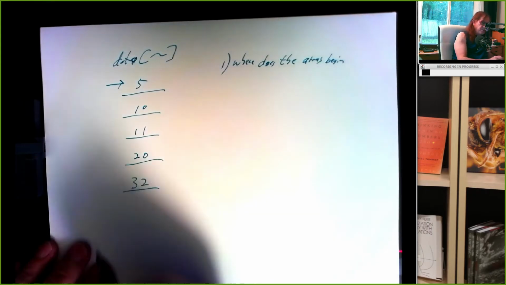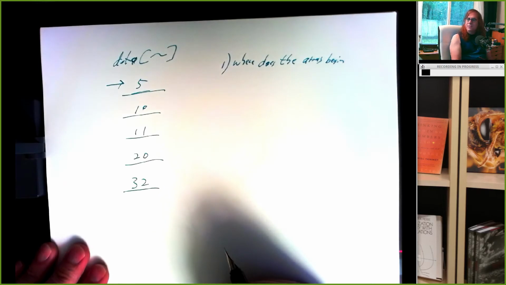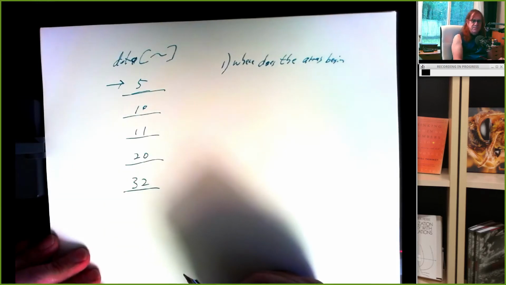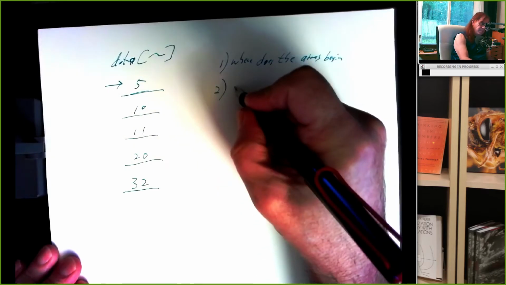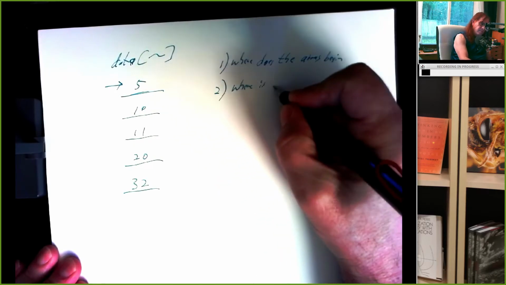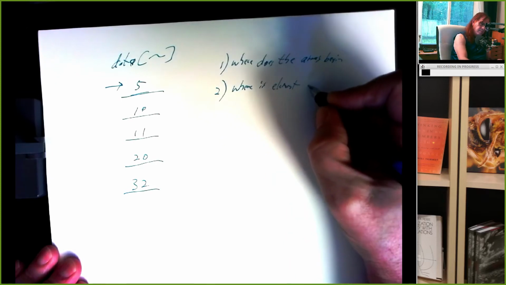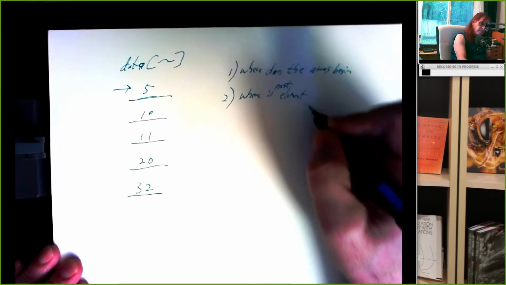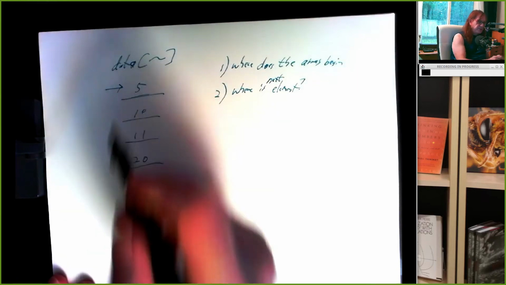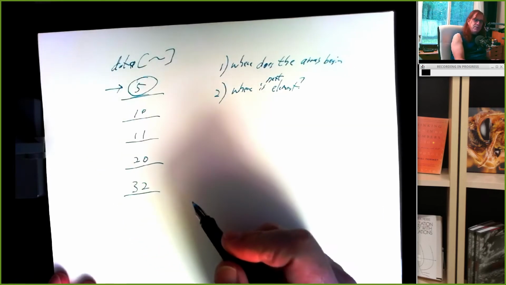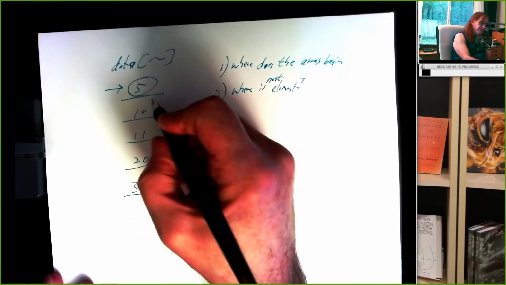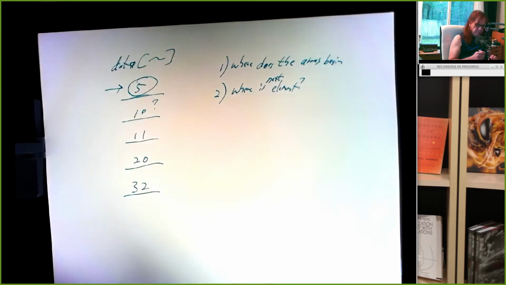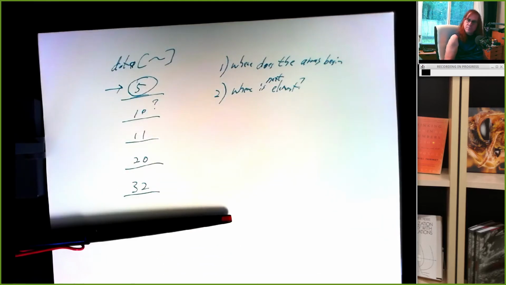We also need to know, once we found the beginning of the array, where's the next element in the array? So we need to know where the array begins, in other words, where this first element is. But we also need to know, if we know where one element is, where's the next element?